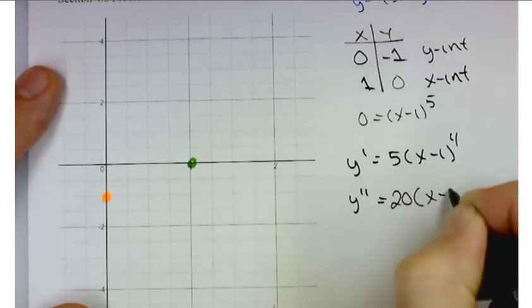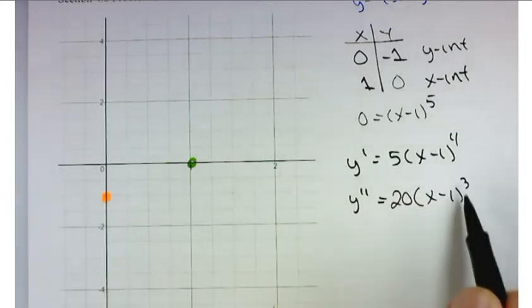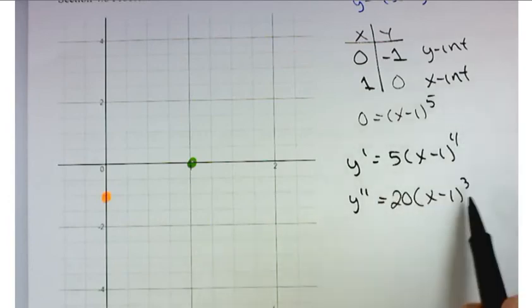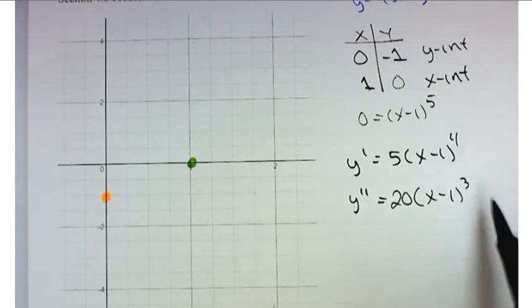Yeah, 20(x - 1) to the 3rd power. So you're using the power rule and the chain rule. 4 times 5 is 20. Subtract 1 from the exponent, times the derivative of the inside, but the derivative of this inside again is 1.